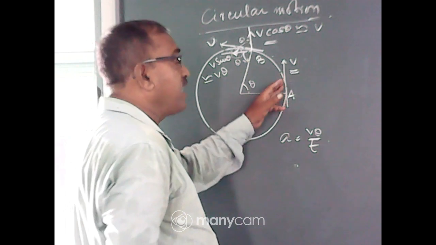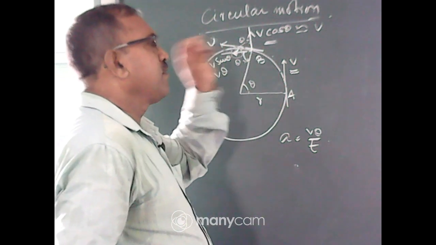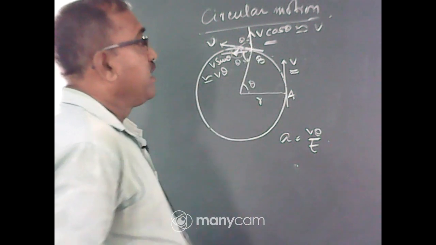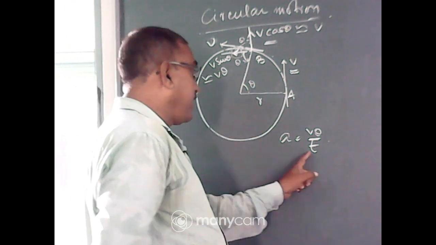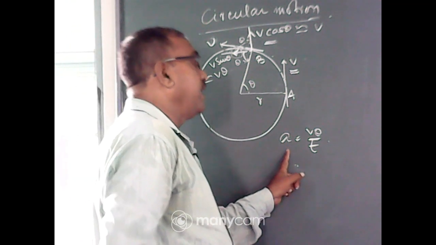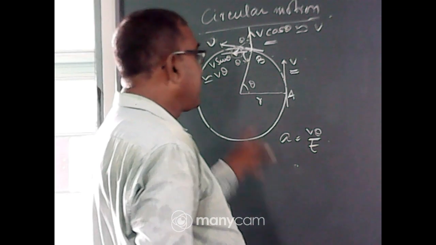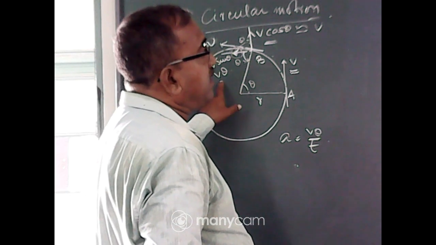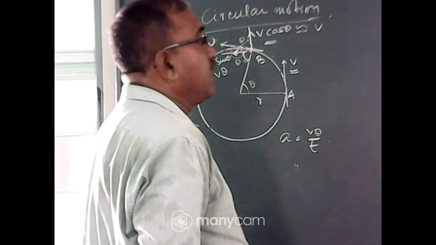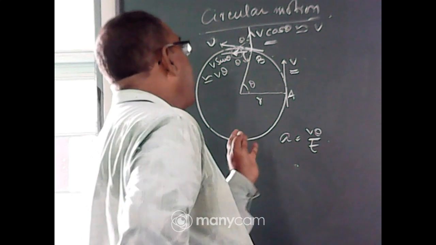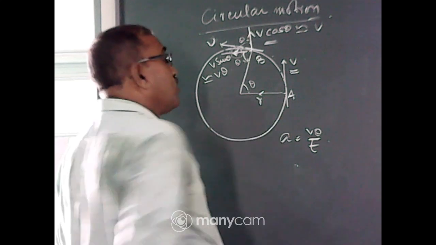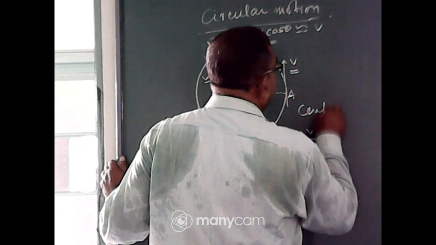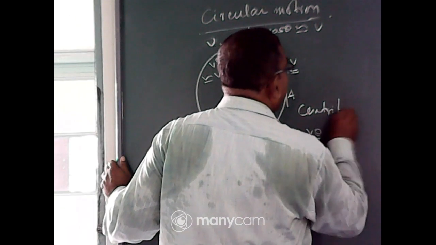So, you see here the velocity change is a very small value, equal to v theta from here to there, due to the very small time interval t. So, you note here the acceleration means change in velocity by time. The change in velocity v theta by t is equal to the acceleration. That acceleration direction is towards the center along the radius. So, it is called the centripetal acceleration.